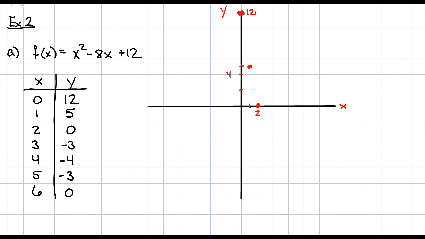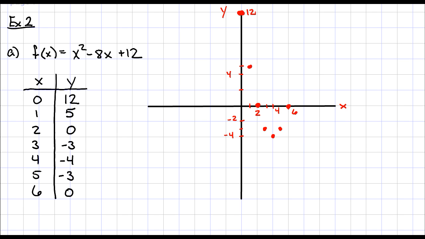So when I sketch these points on the graph, I have the point 2, 0. So this is x equals 2, y equals 0. The point 3, minus 3 would be right here. 4, minus 4: this would be x equals 4, this would be y equals minus 4, so our point would be right here. 5, minus 3 would be right here. And 6, comma 0 would be right here.